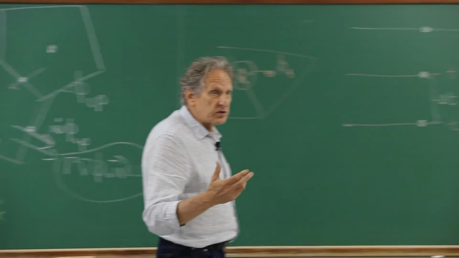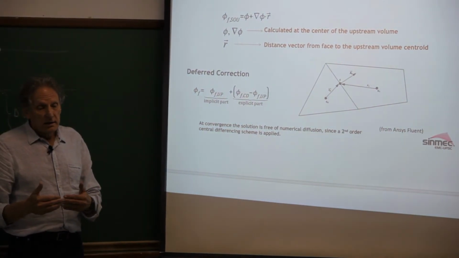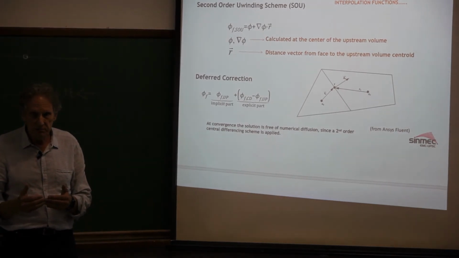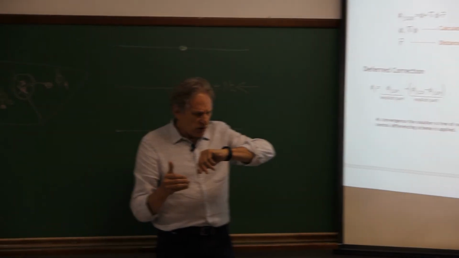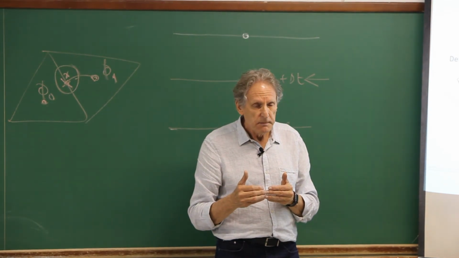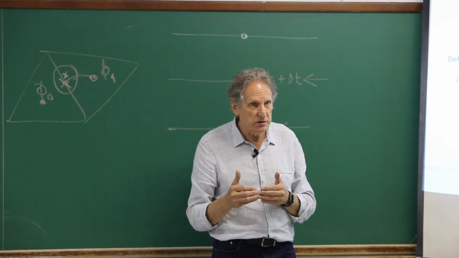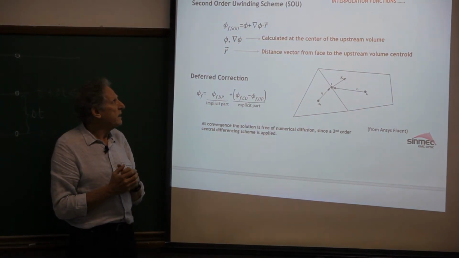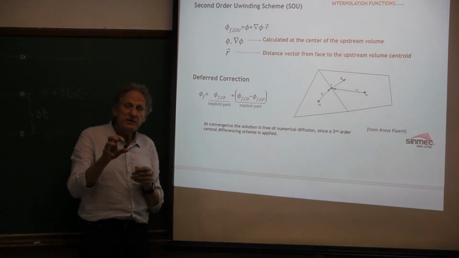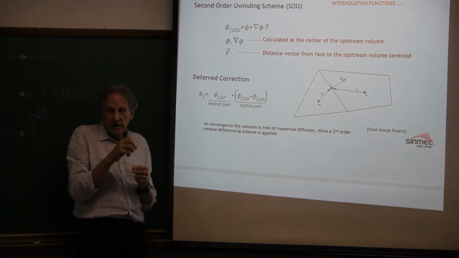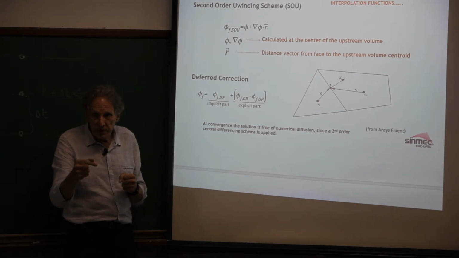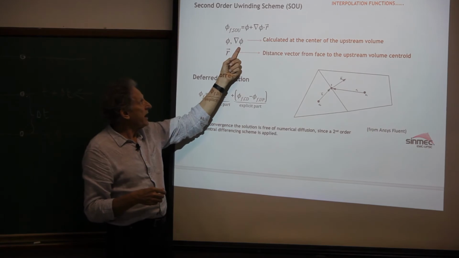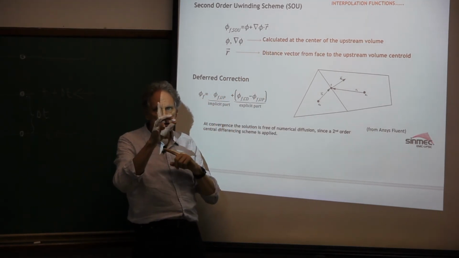Going on, in terms of interpolation functions, we know that the upstream differential scheme is a first order approximation. And if it's a first order approximation, some numerical diffusion will show up in our solution. Then there is the second order upwind. What does the second order upwind do? It adds to the upstream node some new term, trying to bring it from a first order to a second order approximation. Phi and gradient of phi are calculated at the center of the upstream volume.